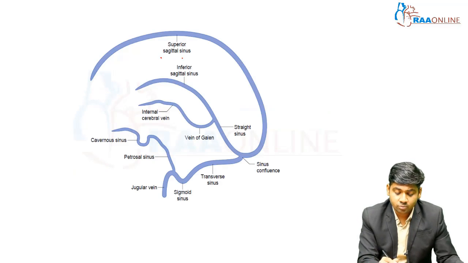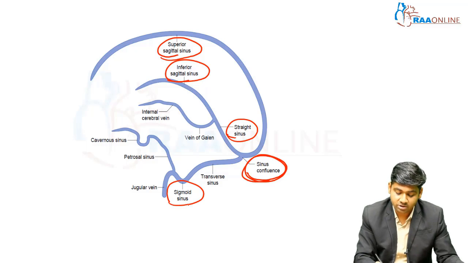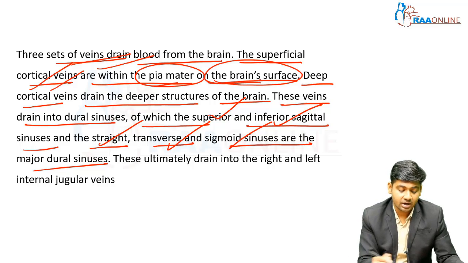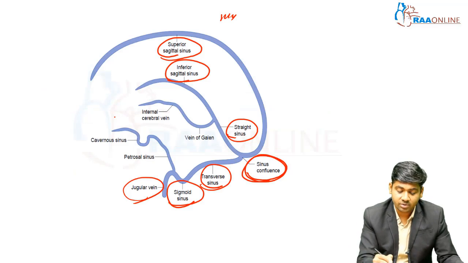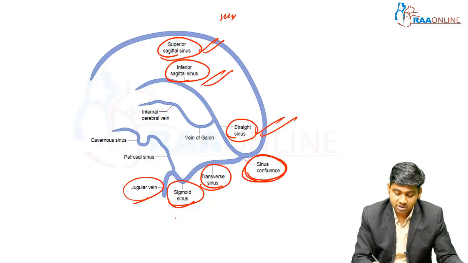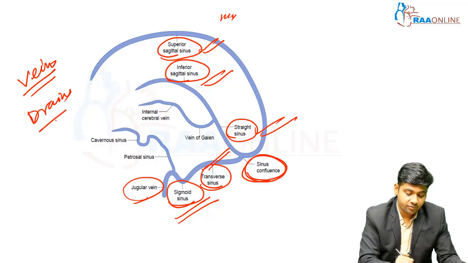Here you can see this is the superior sagittal sinus, this is the inferior sagittal sinus, this is the straight sinus, this is the sinus confluence, this is the sigmoid sinus, and this is the transverse sinus. All of them drain to the jugular vein. The superficial and deep cortical veins drain the brain surface and deeper structures, and finally drain to the dural sinuses. All the sinuses finally confluence and drain to the jugular vein. So this is the venous drainage of the brain.